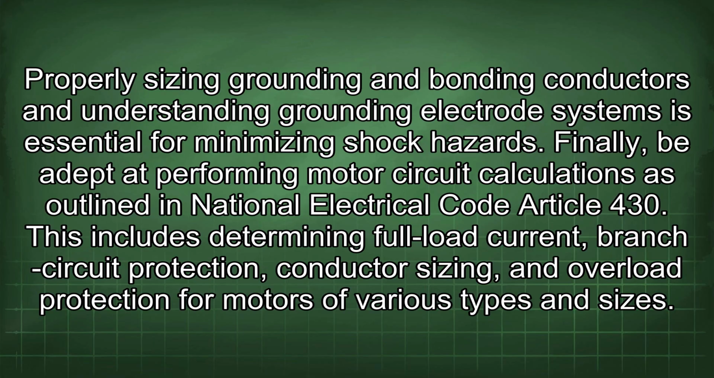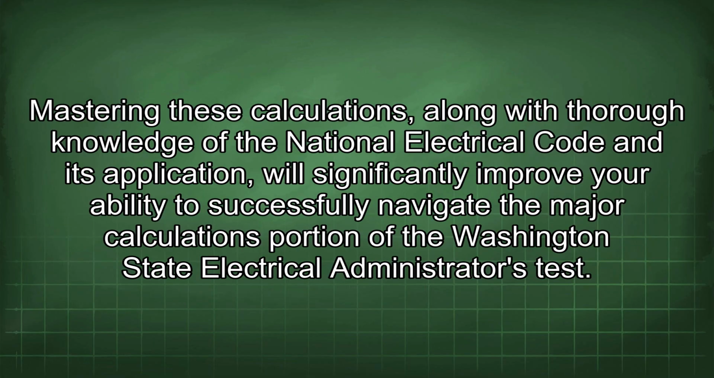Finally, be adept at performing motor circuit calculations as outlined in National Electrical Code Article 430. This includes determining full load current, branch circuit protection, conductor sizing, and overload protection for motors of various types and sizes. Mastering these calculations, along with thorough knowledge of the National Electrical Code and its application, will significantly improve your ability to successfully navigate the major calculations portion of the Washington State Electrical Administrator's test.